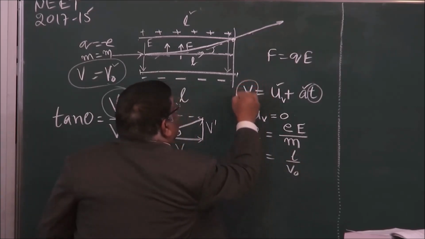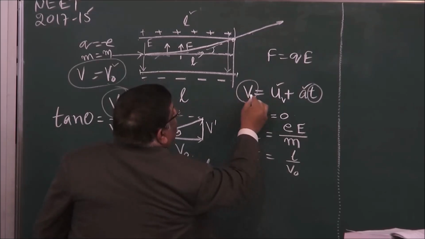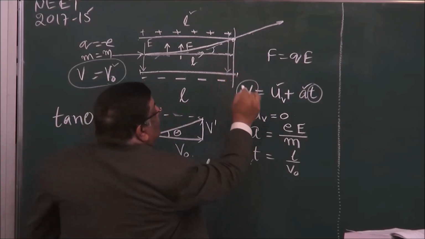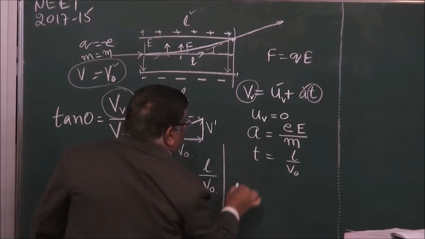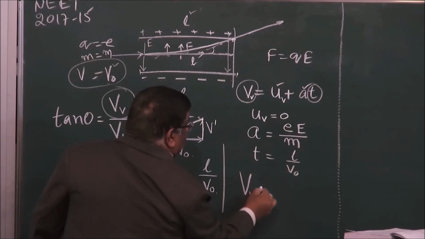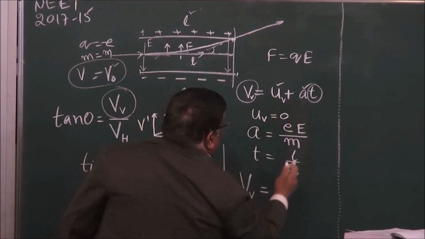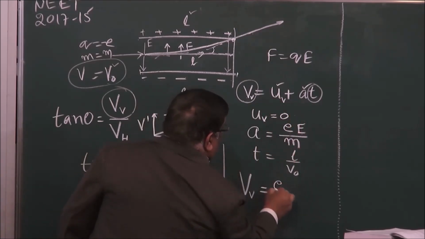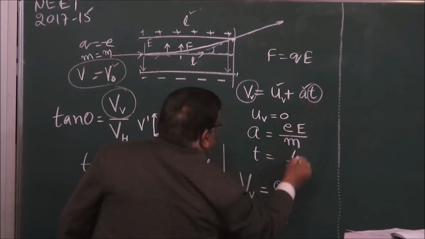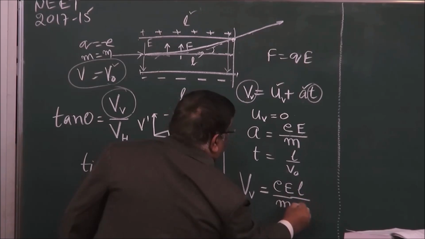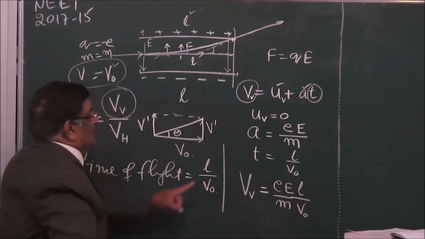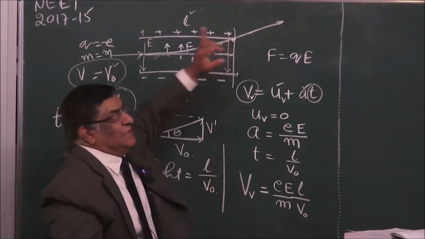Now we can get the final velocity in the vertical direction. How much is that? Let's calculate. The final velocity in the vertical direction is 0 plus a, which is eE upon m, into t, which is L upon v naught. This is the vertical velocity at this point.